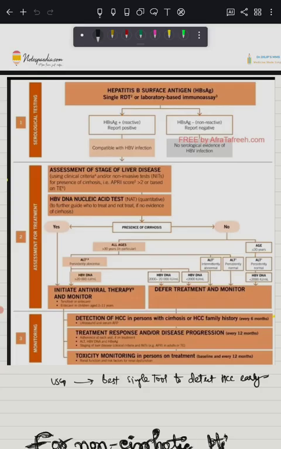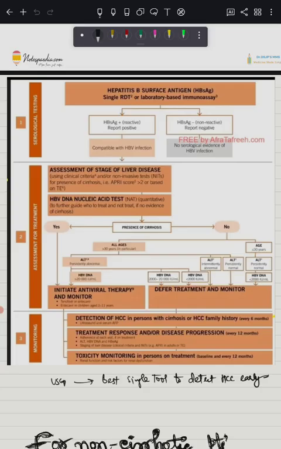You will check HBV DNA, you will check ALT, HBeAg, HBsAg, and APRI or fibroscan for fibrosis progression. And you will do toxicity monitoring yearly. That is, you will check creatinine and phosphate in case of tenofovir, and you will assess renal function and bone mineral testing.